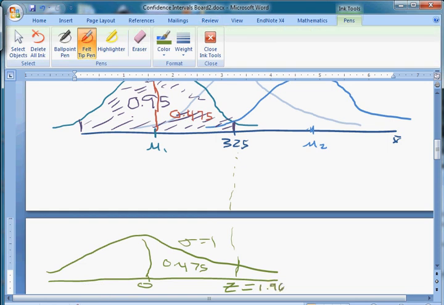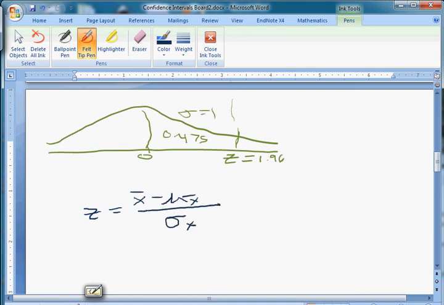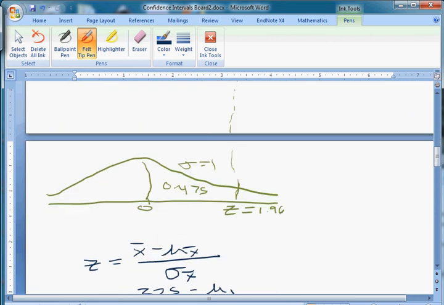And now we can go to the z-score formula to back out our value of mu. Z equals x bar minus mu x bar over sigma x bar. And we know that z is 1.96, which is equal to x bar, which was 325, minus mu1. That's the hypothetical mean of the distribution in this case. All divided by 4.2426, which is the value there.